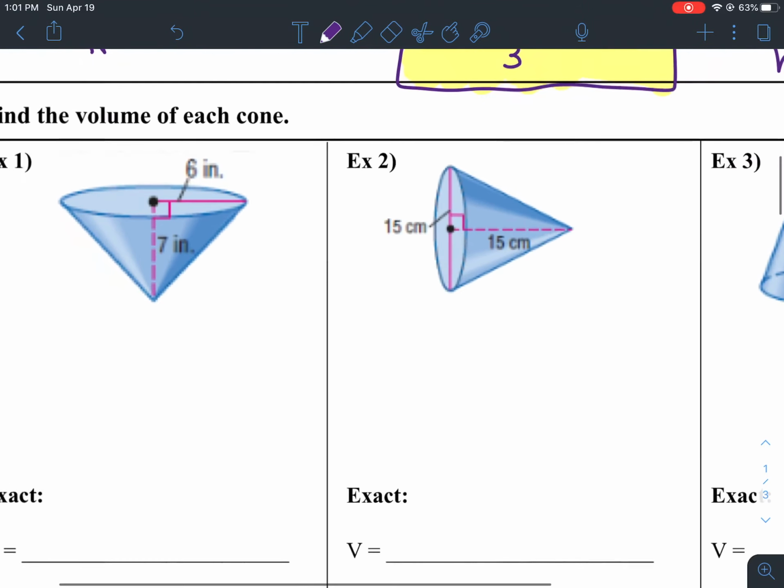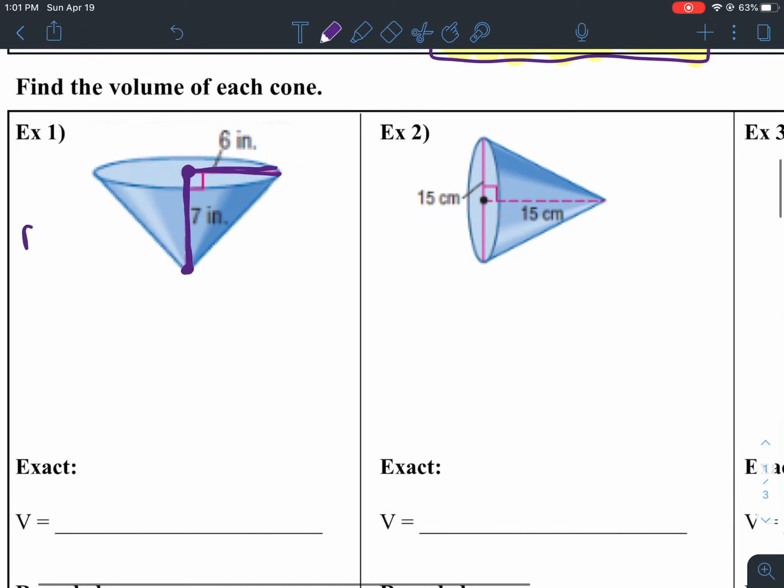We have a cone. We can see that the radius of that cone is 6 inches. We see the height of that cone is 7 inches. Remember, the height of the cone is going to be on the inside. It's going to go from the top vertex straight down, or in this case, since the cone is upside down, the bottom point straight up. So we found our radius to be 6. We found our height to be 7. Those are the only pieces of information that we need, so we can plug those in.